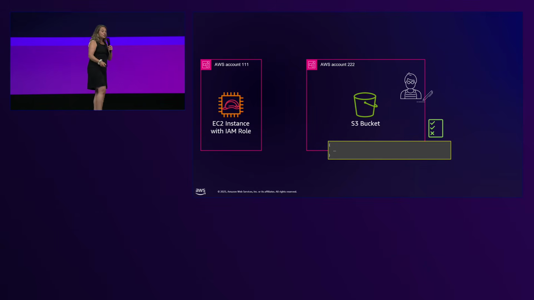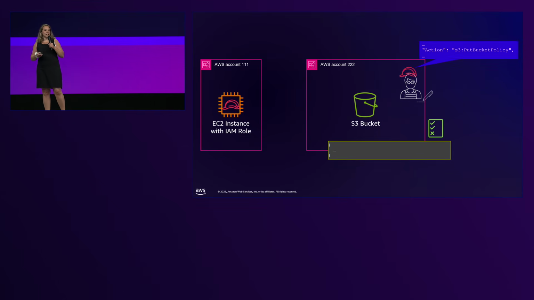You might have automation that this goes through. So there may be a much more complex and guardrailed setup on this, but ultimately, somebody put that policy there. So I have this operator up here. This operator, his job is to write these bucket policies in account 2. He has control over the buckets in account 2.